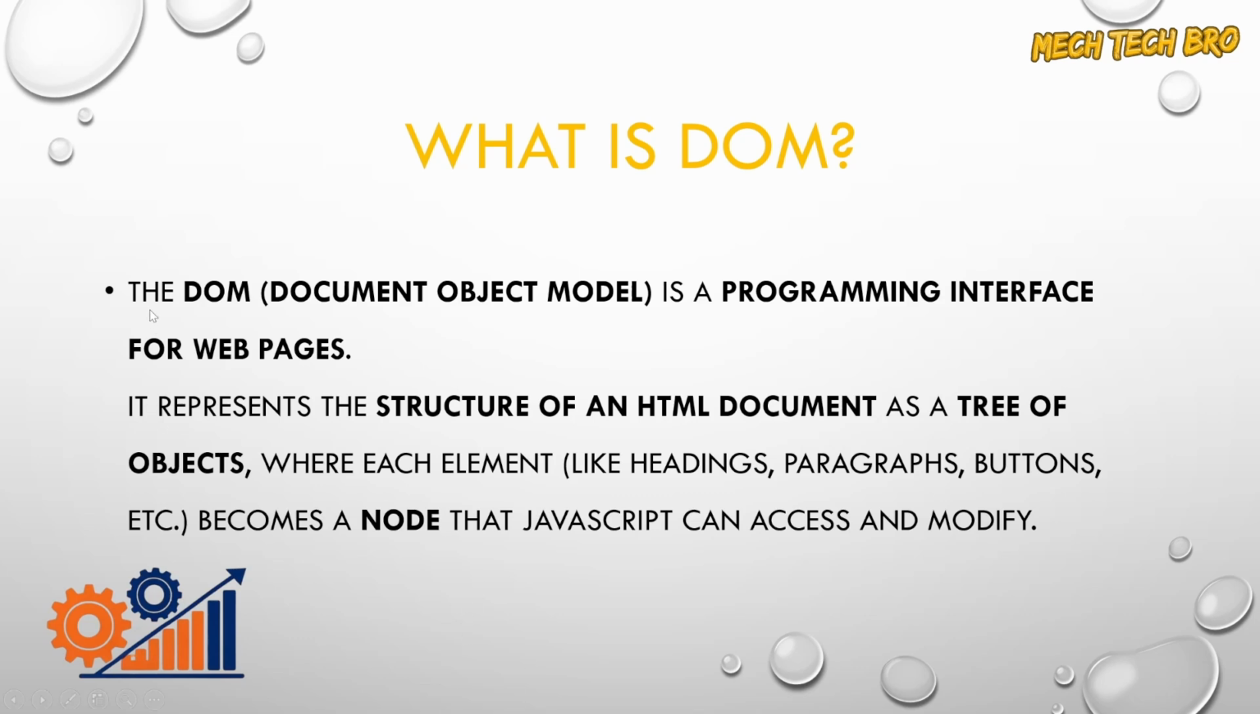As you guys can see here, the DOM, Document Object Model, is a programming interface for web pages. It represents the structure of an HTML document as a tree of objects where each element like headings, paragraphs, buttons, etc. becomes a node that JavaScript can access and modify. Just note down this definition. I hope you guys understand it. Let's move to the next slide.